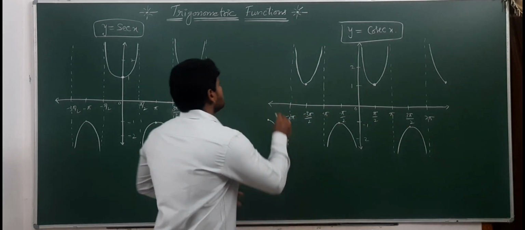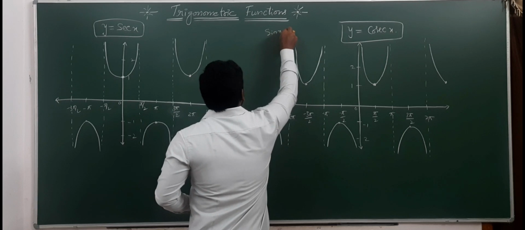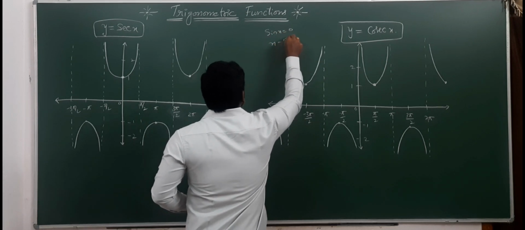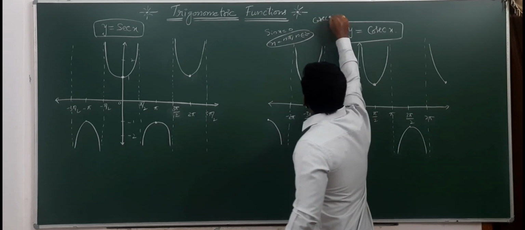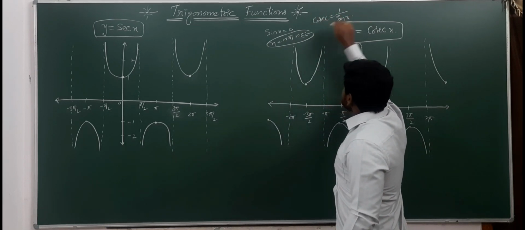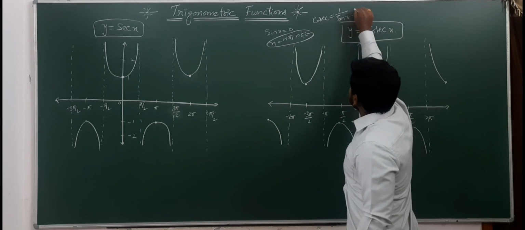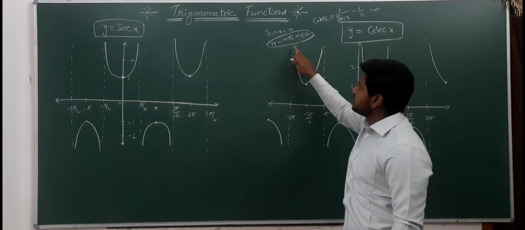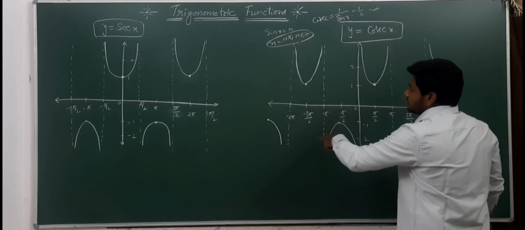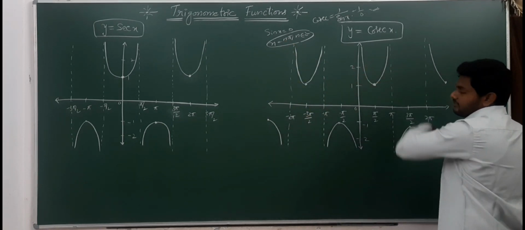Why? Because as we know, sin x equal to 0 for all x equal to n pi where n belongs to Z. Cosecant is nothing but 1 by sin. So at these values, if sin equals 0, 1 by 0 is nothing but undefined. That means at all x equal to n pi where n belongs to Z, the values will be undefined.